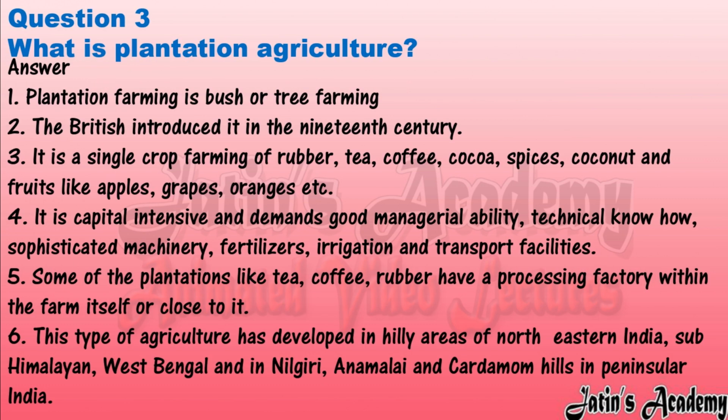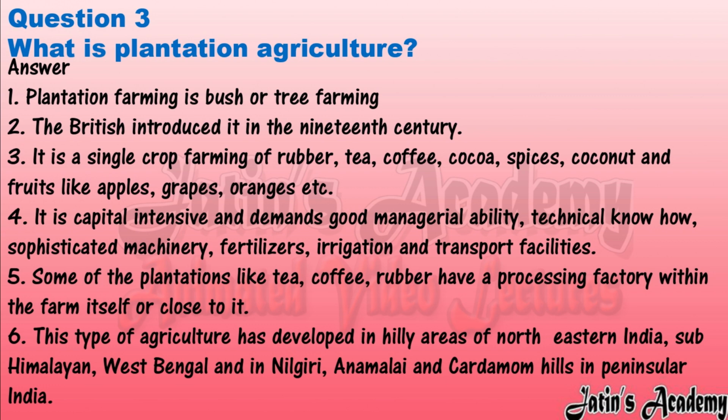Question 3: What is plantation agriculture? Answer: 1. Plantation farming is bush or tree farming. 2. The British introduced it in the 19th century. 3. It is single crop farming of rubber, tea, coffee, cocoa, spices, coconut and fruits like apples, grapes, oranges, etc. 4. It is capital intensive and demands good managerial ability, technical know-how, sophisticated machinery, fertilizers, irrigation and transport facilities.